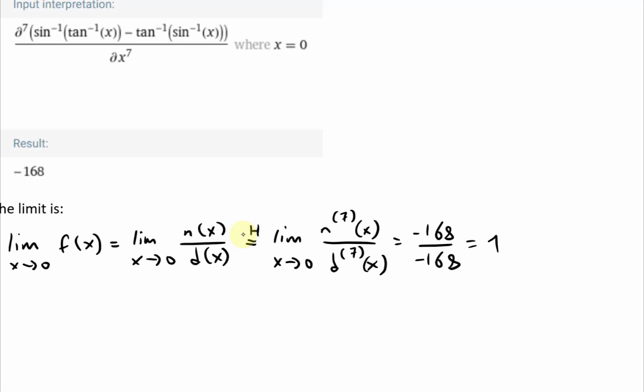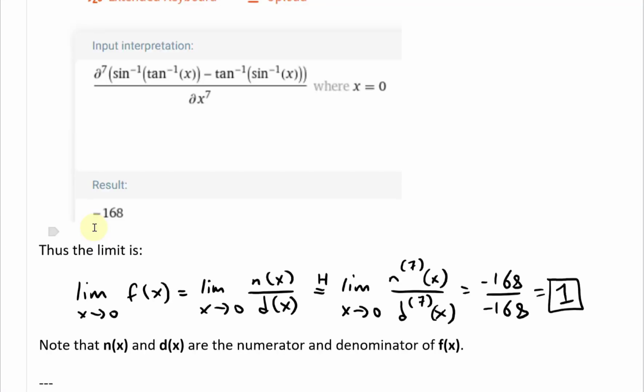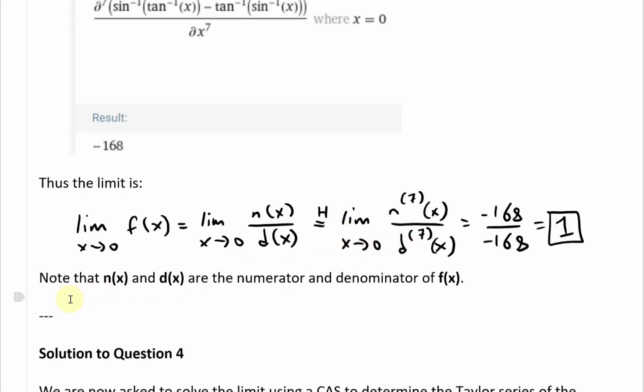Fascinating stuff. And yeah, that's the answer. Also note that n of x and d of x are the numerator and denominator of f of x, respectively, so it's in order: numerator n of x and denominator d of x, like that.